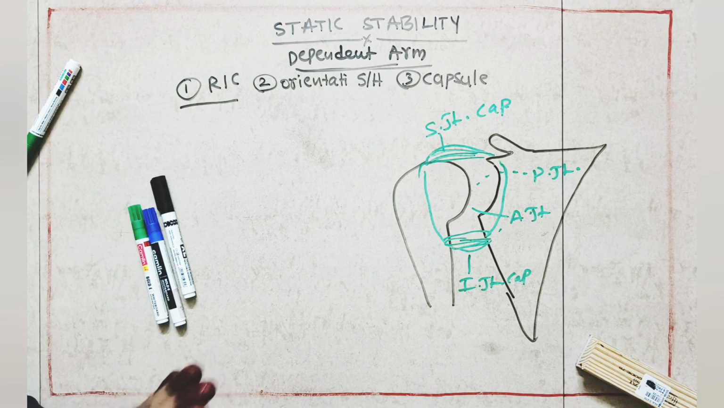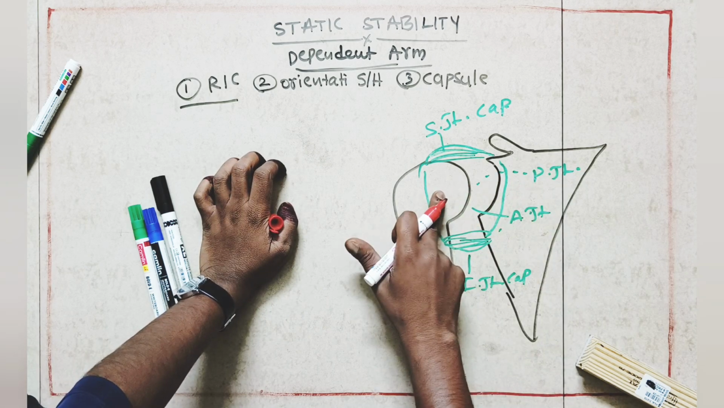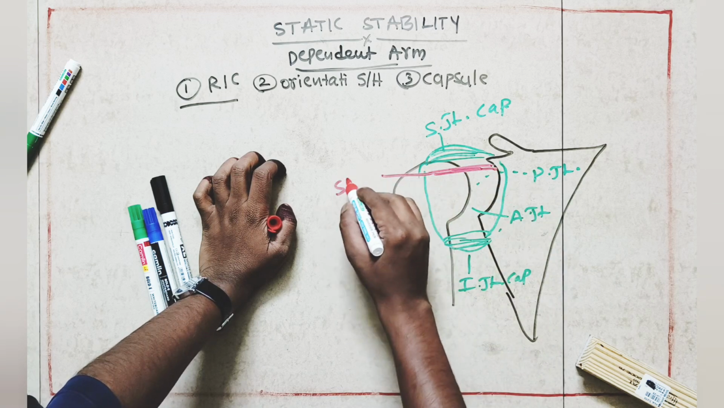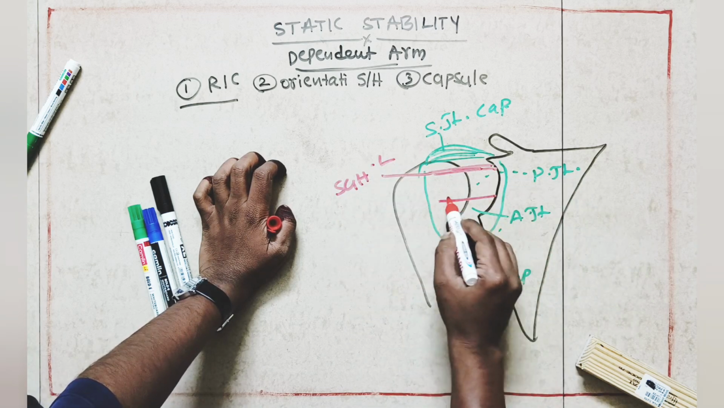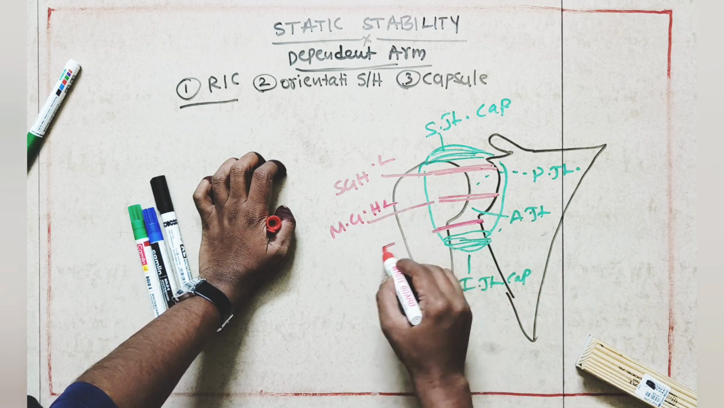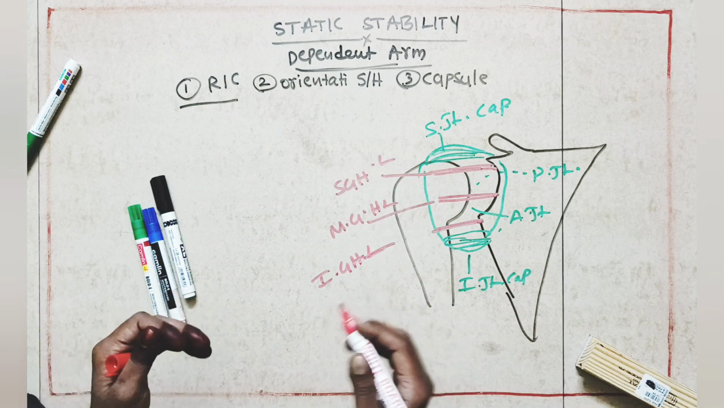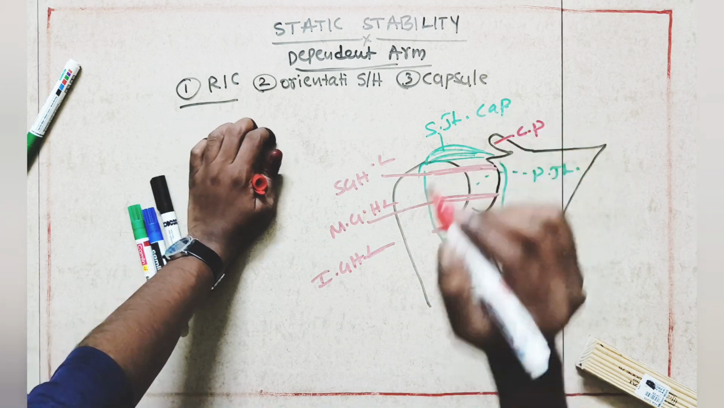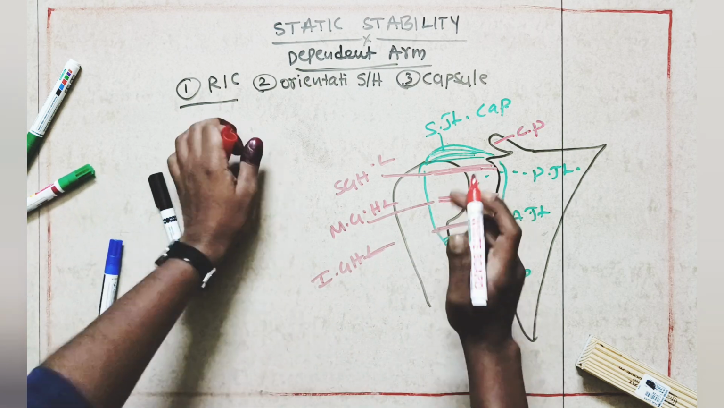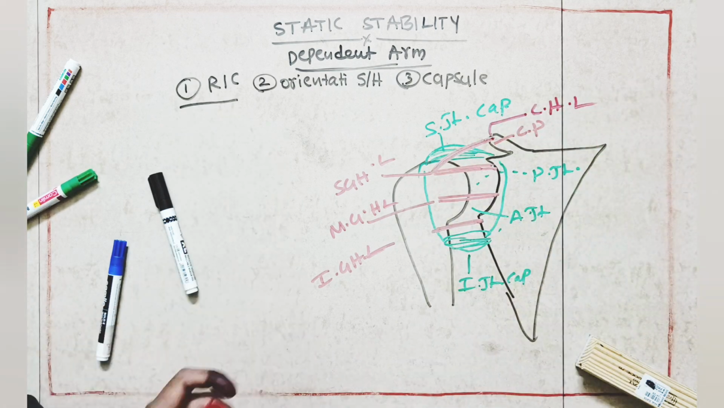After the joint capsule, if we see superiorly, we will have the ligaments between the humerus and scapula. Here one ligament is the superior glenohumeral ligament. Here another is the middle glenohumeral ligament, and here another is the inferior glenohumeral ligament. So we have three ligaments, and one more ligament. Here I said this is the coracoid process. One ligament is present between the head of the humerus and the coracoid, called the coracohumeral ligament.